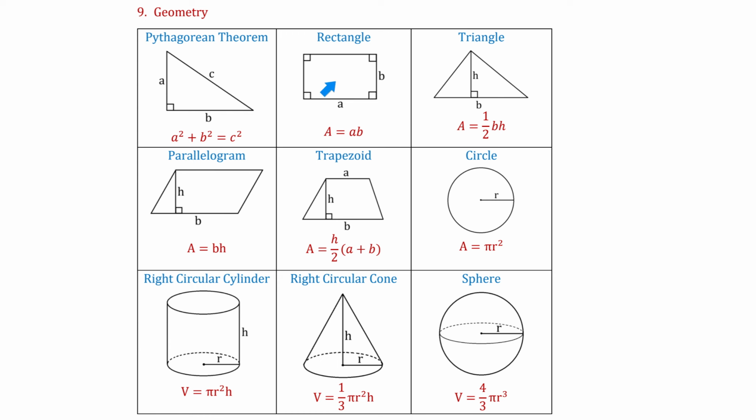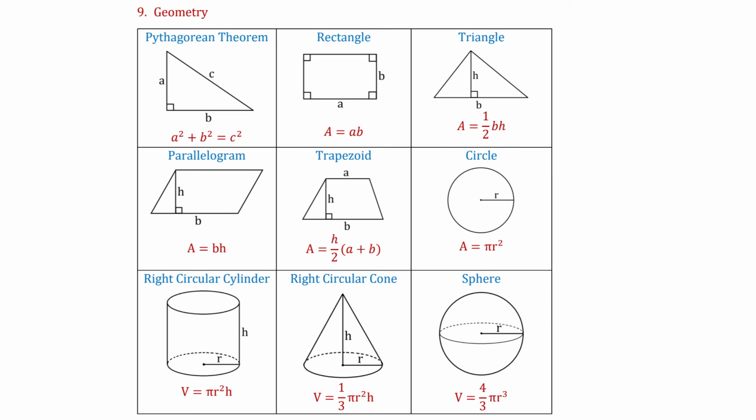The area of a rectangle is length times width. The area of a triangle is 1/2 times the base times the height. The area of a parallelogram is the base times the height. The area of a trapezoid is the height divided by 2 times the sum of the bases. The area of a circle is pi times the radius squared.